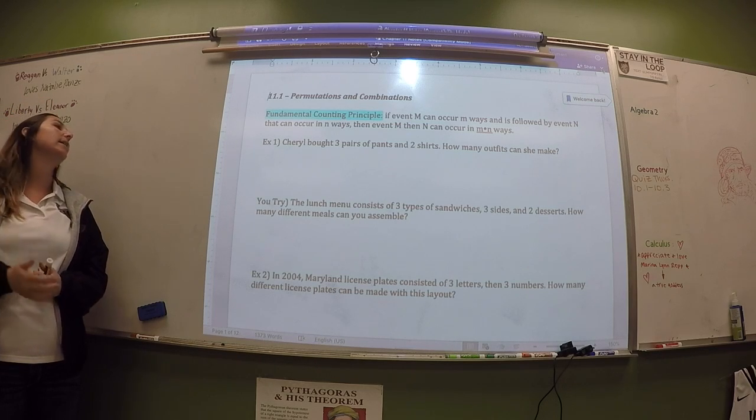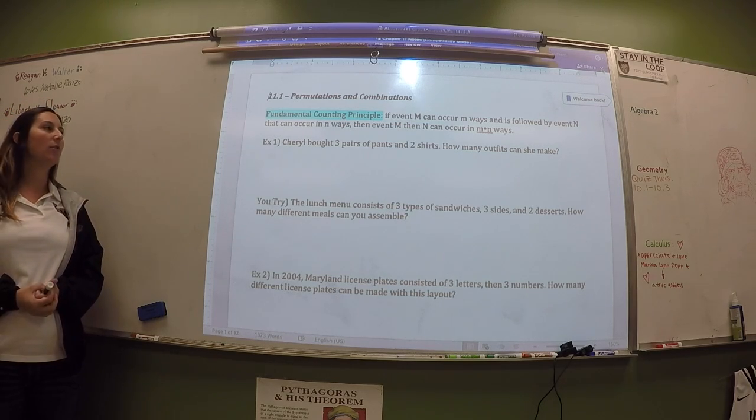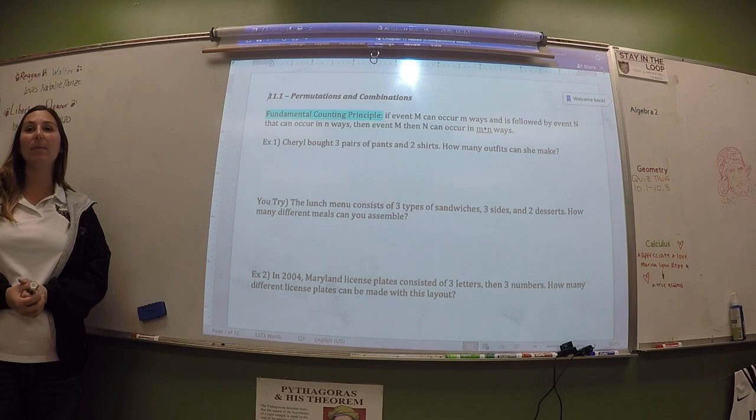First question says, actually, let's not do the question. Should I copy first down, talk about the fundamental counting principle? Let's not get into that.